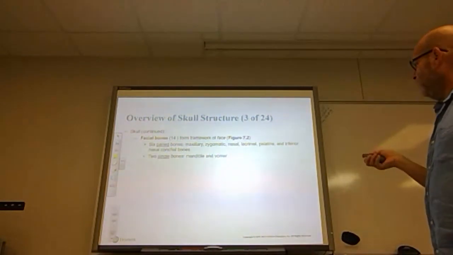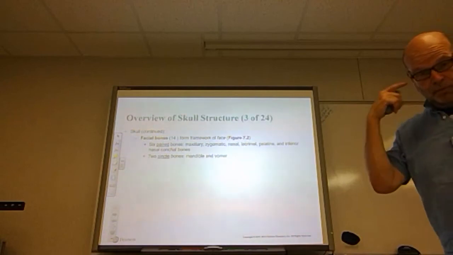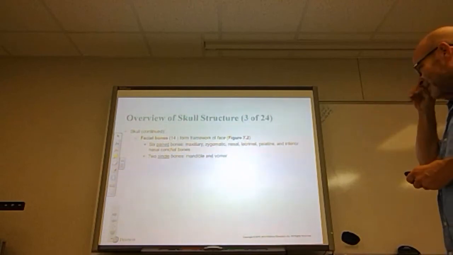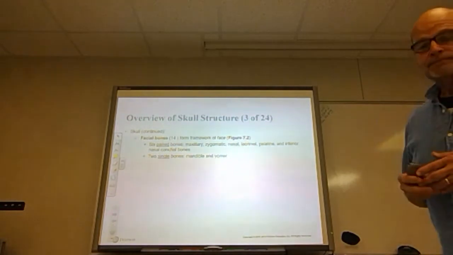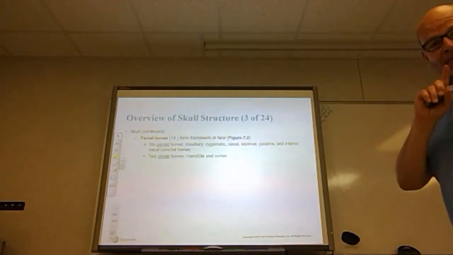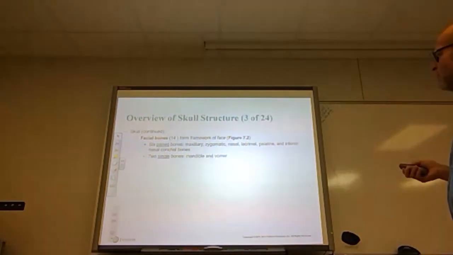The lacrimal bones are to the inside of your eye, in the interior corner of your eyes. The palatal bones are the bones of the roof of your mouth, toward the back. You may have heard of the top of your mouth being referred to as your hard palate. That is made up of the palatal bones.